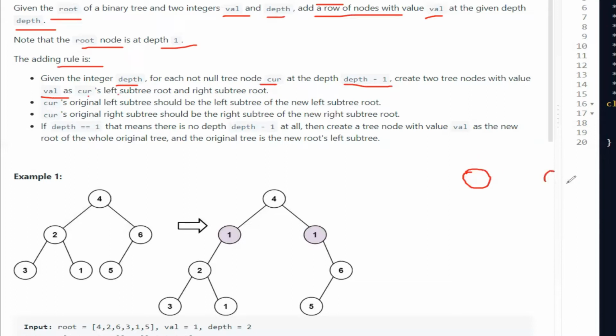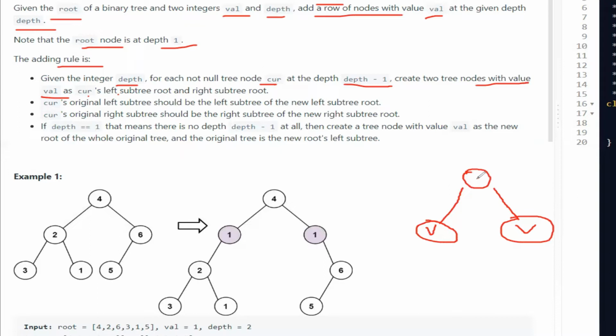It may happen that there is not a single node, there can be multiple nodes. But first let's consider there's only one node at the given depth minus 1, that is, in the previous depth of the one we were searching for, we have this node. Now we need to create two nodes actually, one on the left and one on the right. Those two nodes will have the given val. So we should add those two nodes, that's what it says: create two nodes with value val as the current left subtree root and right subtree root. Fine, those two are done.